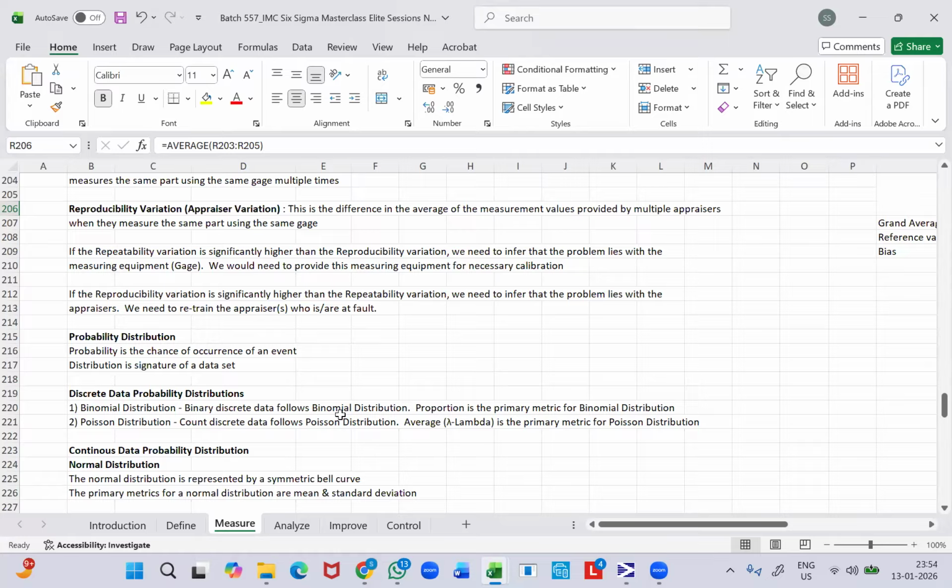So if you look at the probability distributions, as I told you, a distribution is nothing but the signature of a data set.